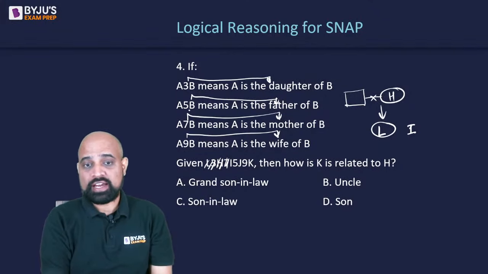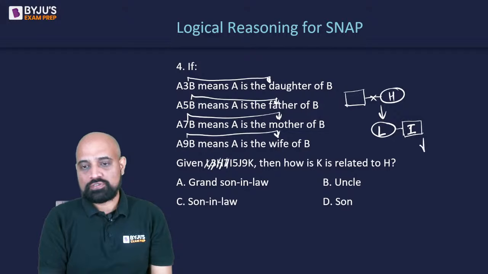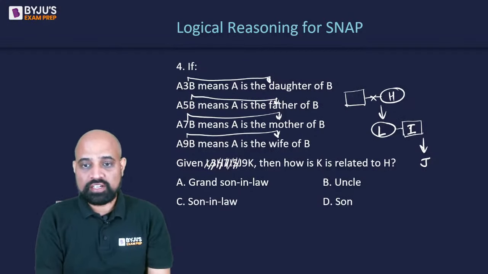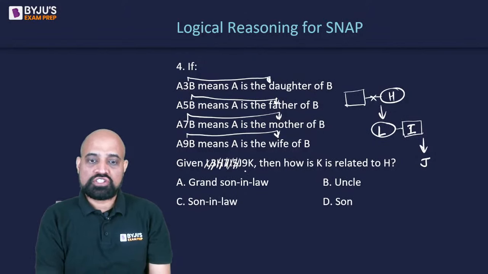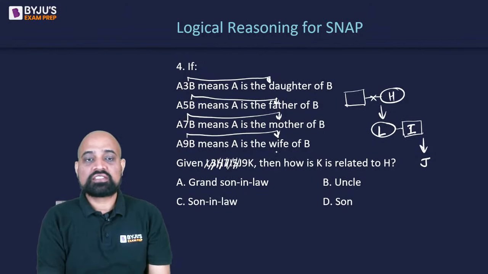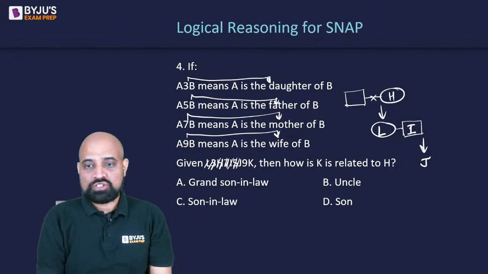I5J. 5. That means I is the father of J. So I becomes a male, and of course these two are siblings. So I is the father of J. So we are done with I5 as well. And J9K. Okay, we needed a relationship between K and H. So J9K. So 9 means wife. So J is wife of K. So this is what we have.